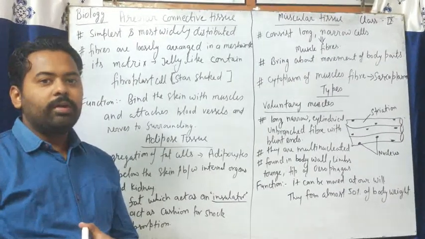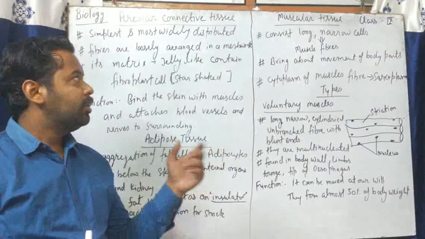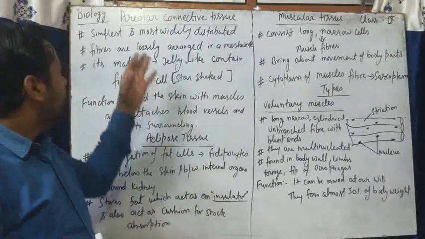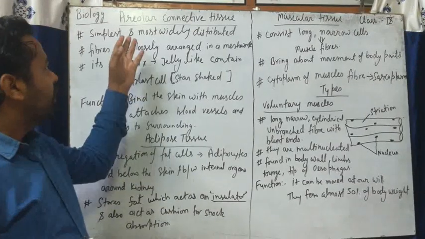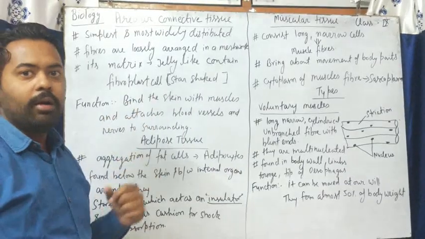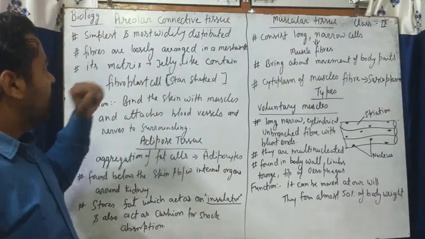Today we will continue with our same topic, which is animal tissue of class 9. Today we will discuss areolar connective tissue, muscular tissue and nerve tissue. First is areolar connective tissue.